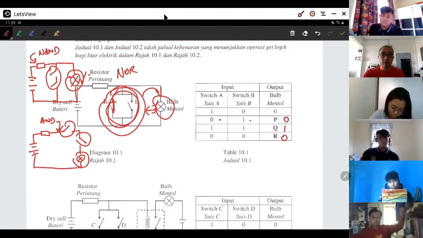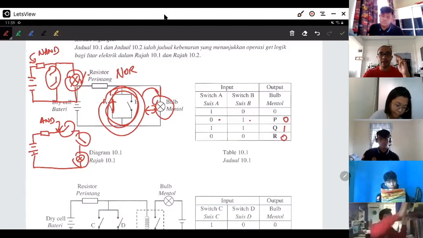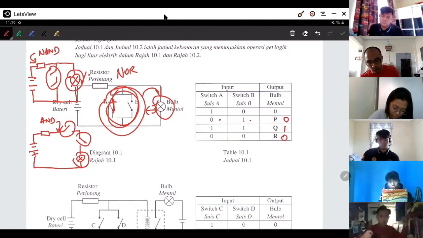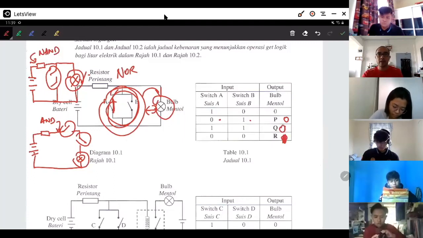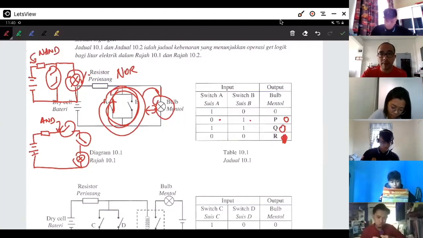Because NOR gate is add and then invert. Sorry, 0, 0 and 1, correct. Sebab NOR gate is dia tambah lepas tu dia kasih terbalik. So 1 plus 0 is 1, but you will get 0. Okay.